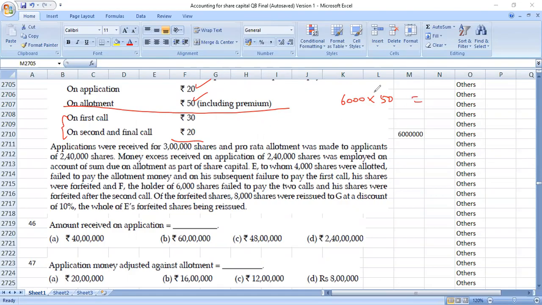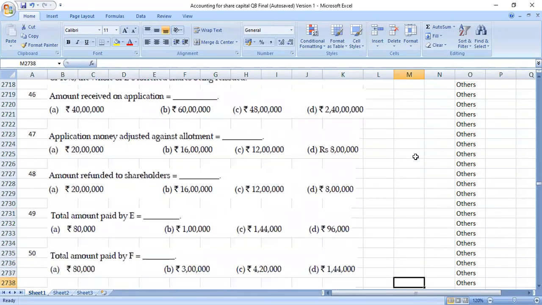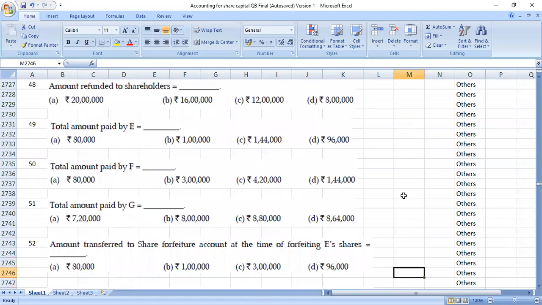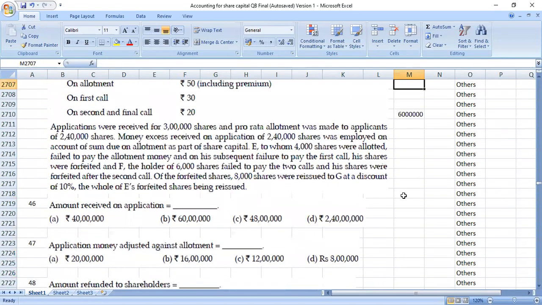So 30 followed by 70. So 42 followed by 4 zeros. So that will be 4,20,000 rupees. Total amount paid by F is 4,20,000. Now, what is the next question? Total amount paid by G. Okay, who is G? The guy to whom the shares were reissued.